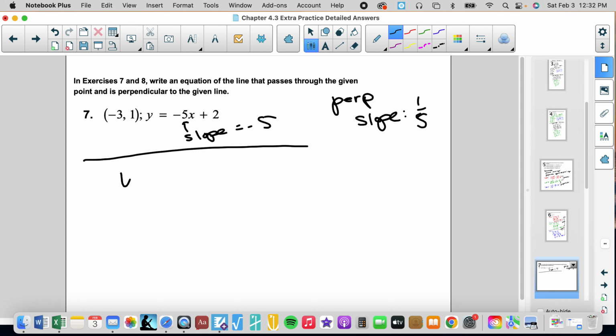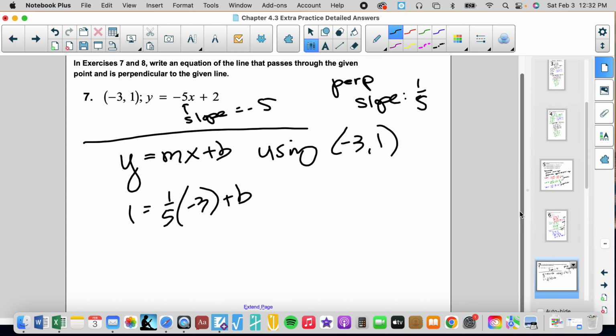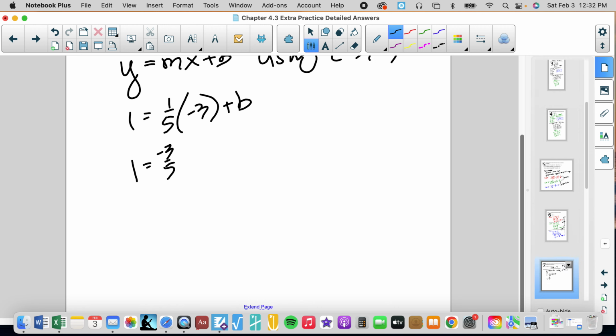So my equation is going to be y equals mx plus b using the point (-3, 1). So we're going to plug in 1 for y. My slope is going to be 1/5, which is opposite reciprocal to the line given. My x value is negative 3. That's going to be ugly. It's okay. We can deal with it. Negative 3/5. We should be able to multiply 1/5 times negative 3. Super easy.